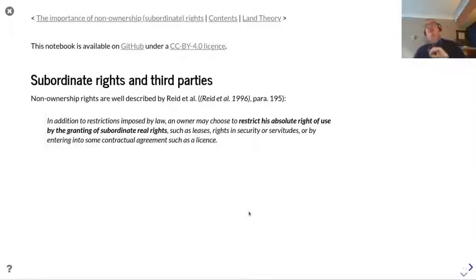So, the nature of subordinate rights and third parties. To reiterate from the previous video, in addition to restrictions imposed by law, an owner may choose to restrict his absolute right of use by the granting of subordinate real rights, such as leases, securities, servitudes, or by entering into some contractual agreement.